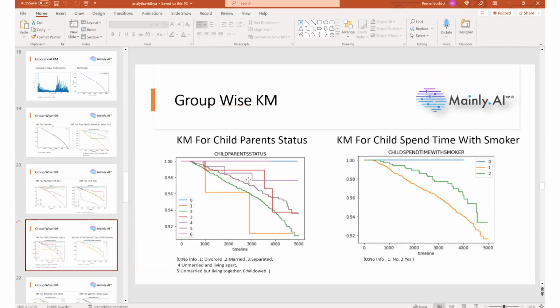With the help of the graph, we can see how to handle the different groups. Similarly, let's say the child spends time with a smoker. 0 is a group where we don't have any information, and 1, the yellow line, is a group where the child spends time with a smoker, and green is a group where the child doesn't spend time with a smoker. If you see, the yellow line is below the green line. So definitely their survival probability is less than the child who did not spend time with a smoker. The green line survival probability is greater than the yellow line. From this, we can say how the survival probability changes depending on whether the child spent time with a smoker or a non-smoker.